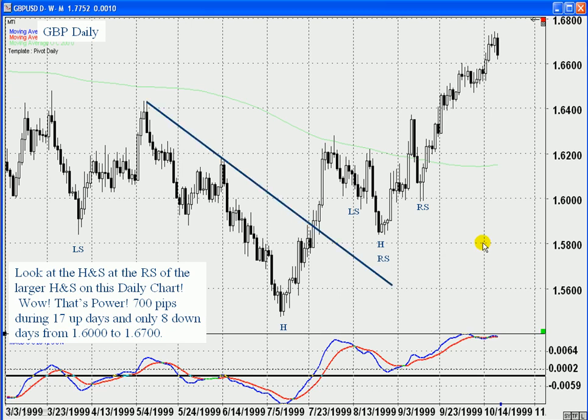A British pound daily chart. The daily charts lend to good position trades. We break the trend line. We come back to the last level of resistance. The right shoulder is equivalent to the left shoulder.